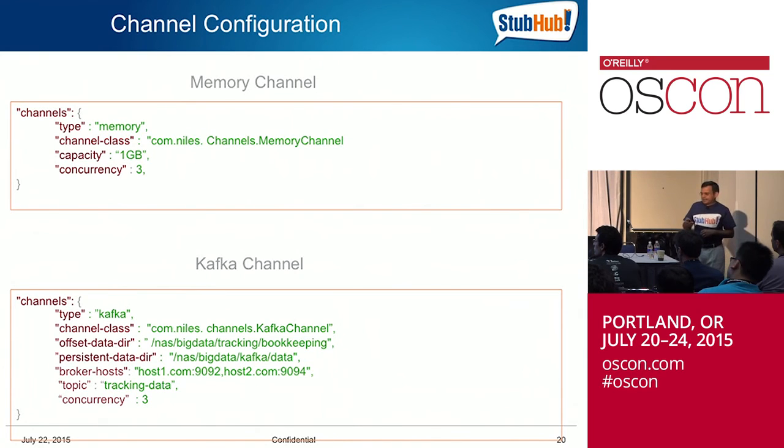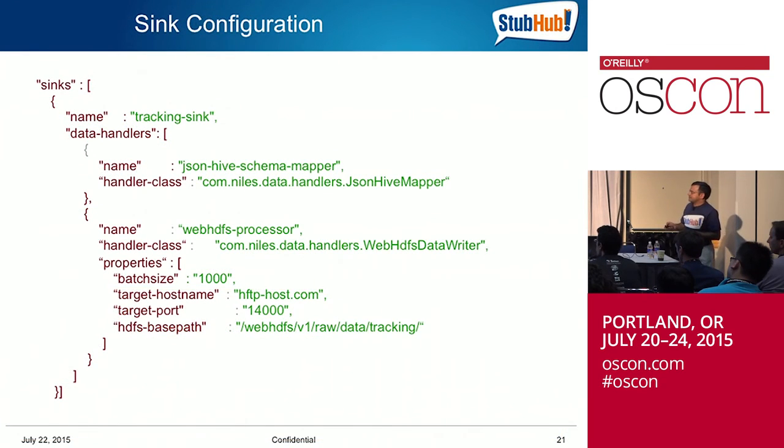The last key thing is sinks. Sinks are exactly the same thing, the reverse of the source handlers. I have a couple of different handlers defined here in the sink. Again, I'm calling it tracking sinks. Remember the tracking source example I gave you? Data is being read from tracking, and now that same data I've read, I'm writing to a sink, in this case HDFS. But I've got two handlers to do that. One is first a JSON Hive schema mapper, and the second handler is web HDFS.